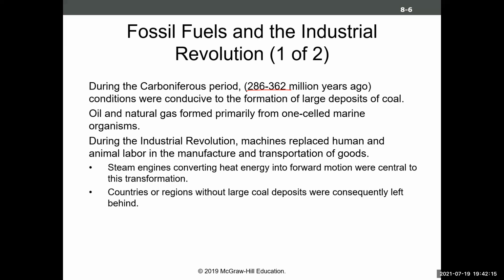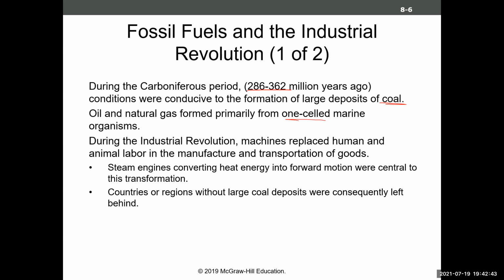And so basically, coal is formed out of biological material. So it could be like plant matter, it could be animal matter, and it kind of gets under high pressure and it can be formed into coal, or it could be formed into oil deposits or natural gas deposits. And a lot of the fossil fuels come from these one-celled marine organisms, so single-celled marine organisms.